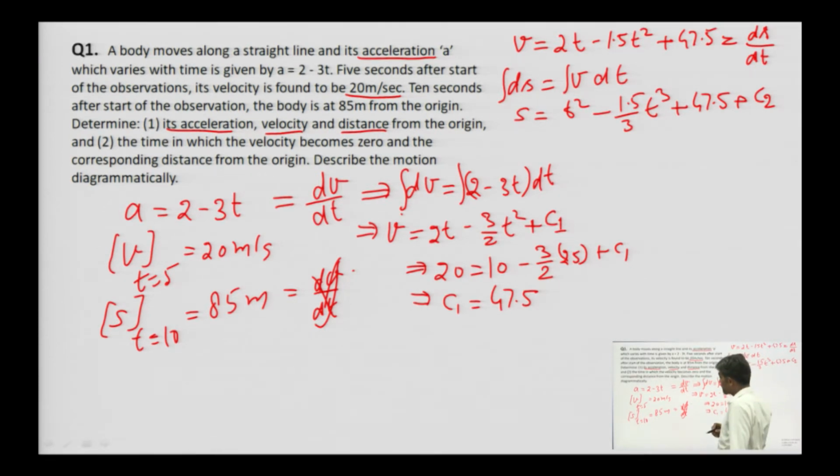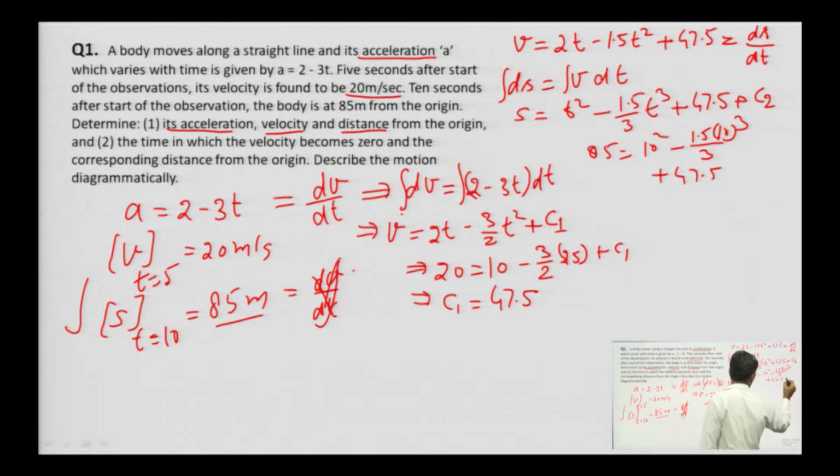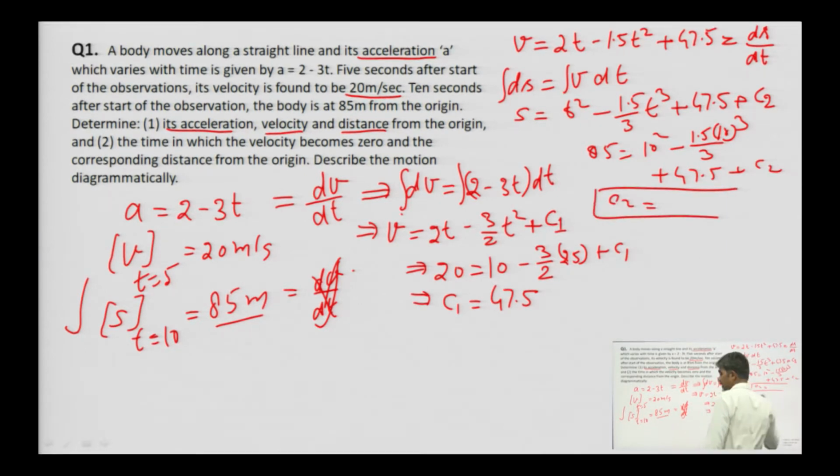This value C2 can be calculated with this boundary condition. What is that? At t equal to 10, what is the displacement? 85 meter. So, put t equal to 10 and s equal to 85. So, 85 is equal to 10 square minus 1.5 times 10 cube divided by 3 plus 47.5 times 10 plus C2, then we can calculate the value of C2. And C2 comes to be 10.